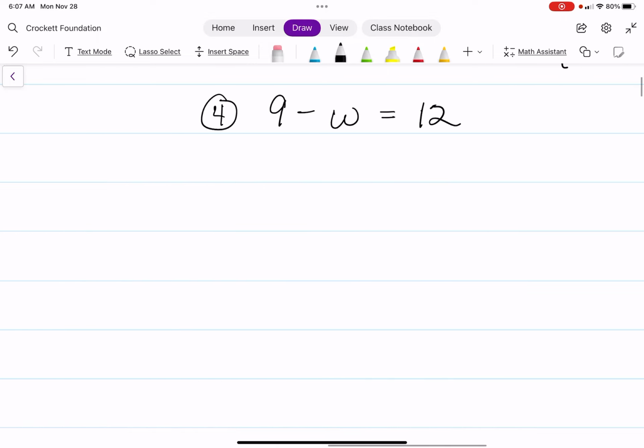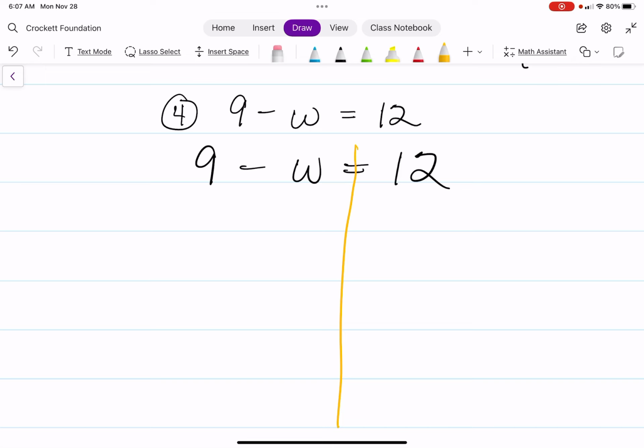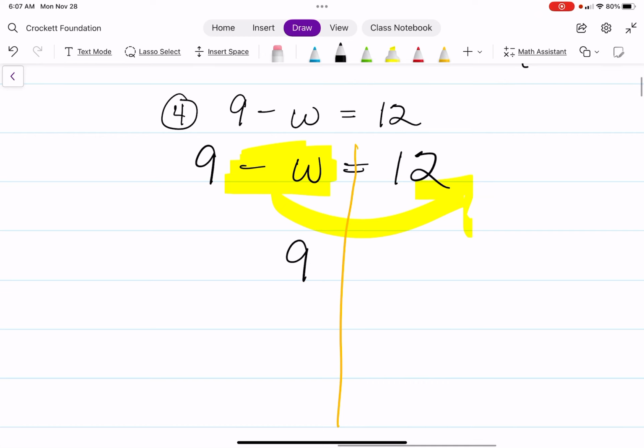Let's take a look at number 4. For number 4, I'm going to do this by rewriting it. So I have, first, we're going to have 9 minus w equals 12. And when I rewrite this, I'm going to rewrite it so that the w is a positive w. Because right now, if you notice, this is a negative w, and I want to move it to this side. So when I move it to the other side, it has to become positive. So the 9 stays on the left, it's still positive. The 12 stays on the right, it's still positive. But now when I write the w, I'm going to put plus w.